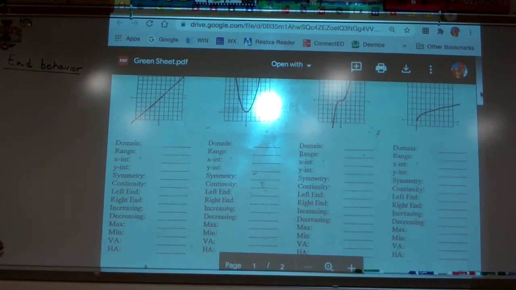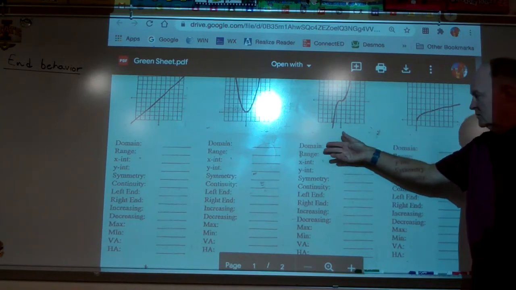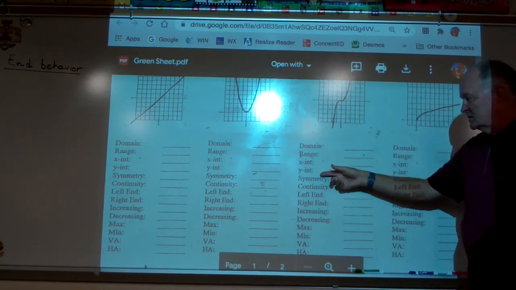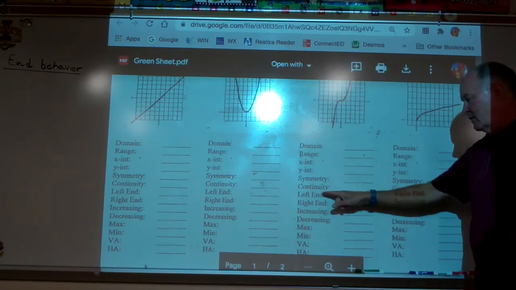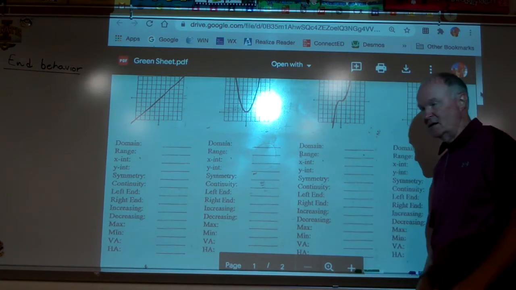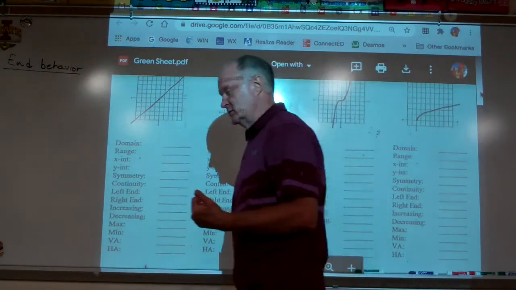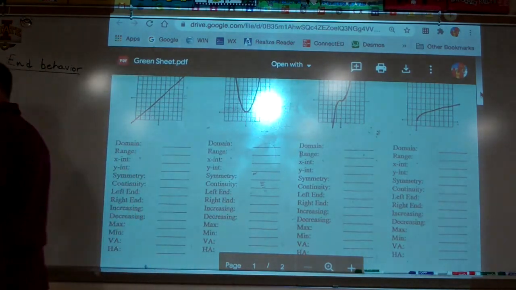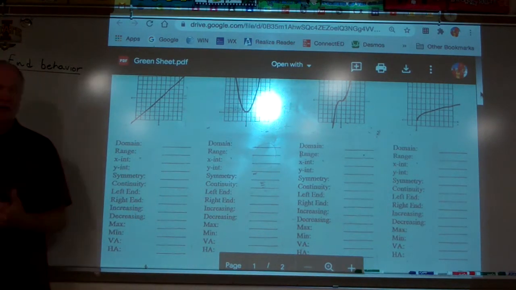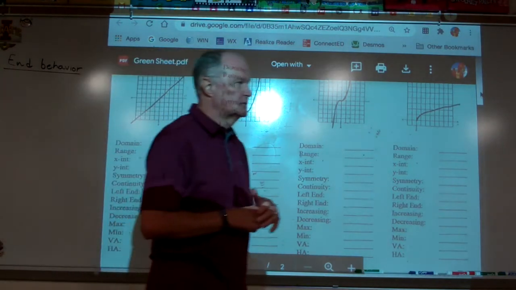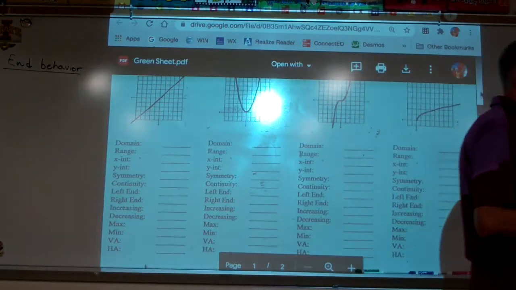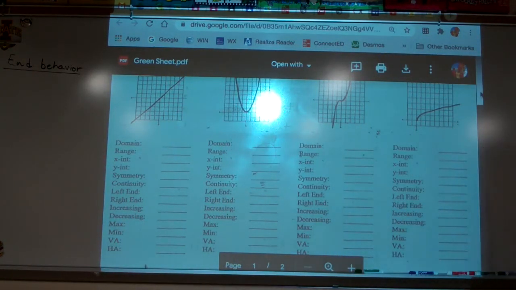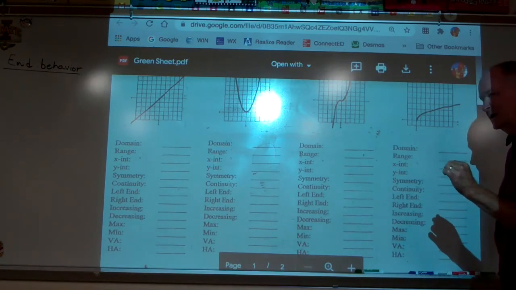Today's topic, pretty straightforward, just another characteristic that we're going to add to the list. We've done the domain, range, x-intercept, y-intercept, symmetry, continuity. So now we're going to do this left end and right end stuff. You might at times see some new symbology with this stuff. Calculus-wise, it is right in the game of the calculus, a little bit like continuity.